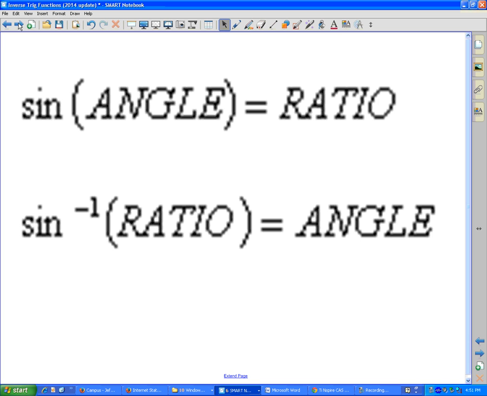Here's a little activity to make sure we understand this overall concept, okay? You can actually find it on page 11 of your workbook if you're playing along at home. Keeping in mind that the sine of an angle is a ratio and the inverse sine of a ratio is an angle, let's look at some sample expressions.